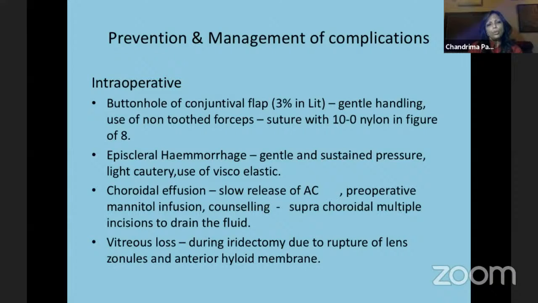Intraoperative, as I told you, you can have buttonhole of the conjunctival flap. Gentle handling is required with non-tooth forceps, and suturing with Tenon's in a figure of 8 if it does happen. For episcleral hemorrhage: gentle and sustained pressure, light cautery, use of viscoelastic. For choroidal effusion, slow release of the AC is very important, and using mannitol preoperatively is very important. Also preoperative mannitol, counseling, and suprachoroidal multiple incisions to drain the fluid. Vitreous loss can occur during iridectomy due to rupture of the lens zonules and the anterior hyaloid membrane.